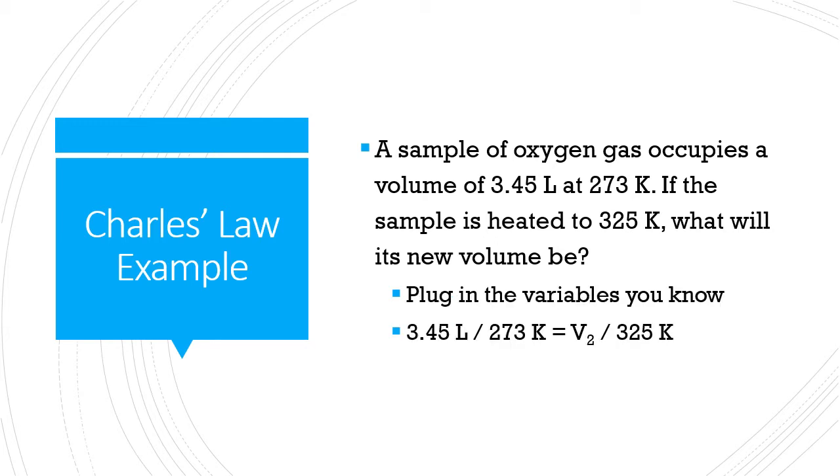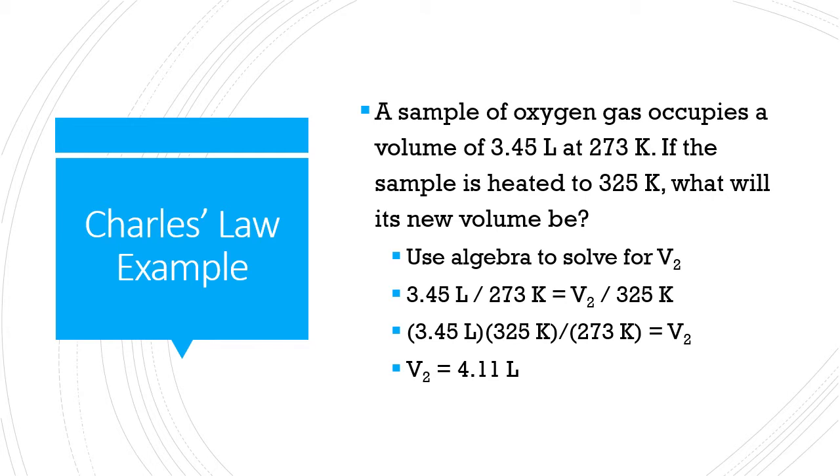So let's plug in what we already know. We already know that initially the volume was 3.45 liters, and at that volume the temperature was 273 Kelvin. So we'll plug those in on the left for V1 and T1. Then, on the right, we do not know this new volume, so we'll leave V2 alone. However, we know that the temperature is 325 Kelvin, and so we will plug that in for T2. Now we must use algebra in order to solve this. You could either do the algebra as is, or if you set this up correctly, you could cross multiply and divide. Either way is technically correct. Your answer here is that V2 is equal to 4.11 liters.